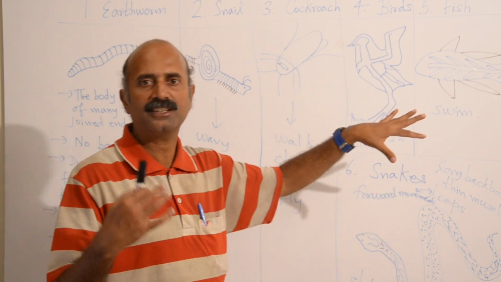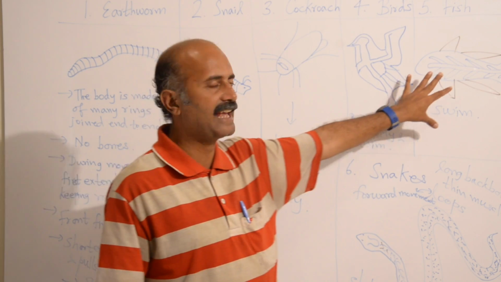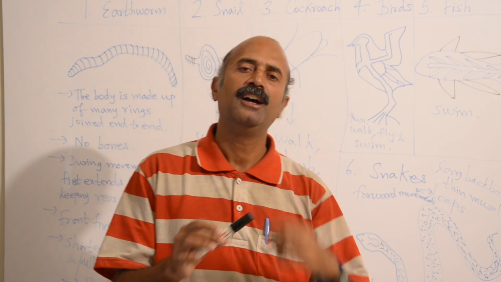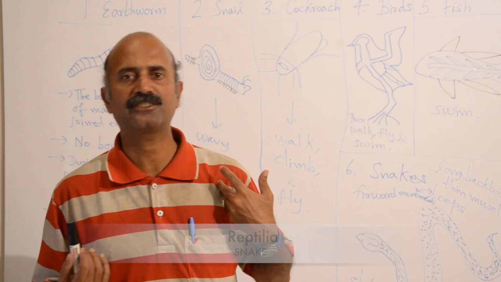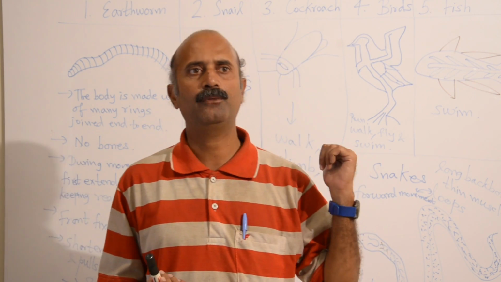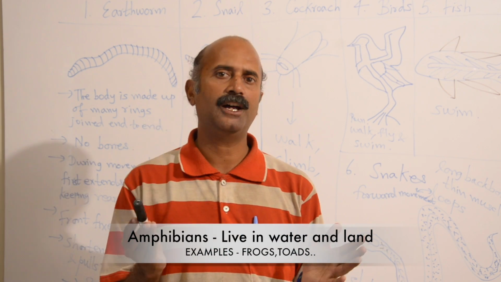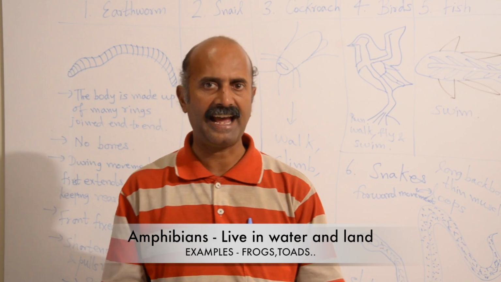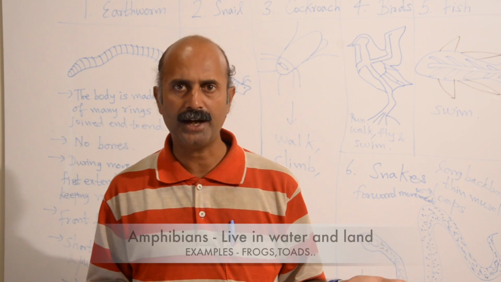Birds belong to the class Aves, A-V-E-S. Fish belong to the class called Pisces. And snakes belong to the class Reptilia, reptiles. And we belong to the class of Mammalia, or mammals. And we also have one more category with a backbone, that is amphibians. That means organisms which can survive both in water and on land, like frogs and toads, newts, salamanders, etc.